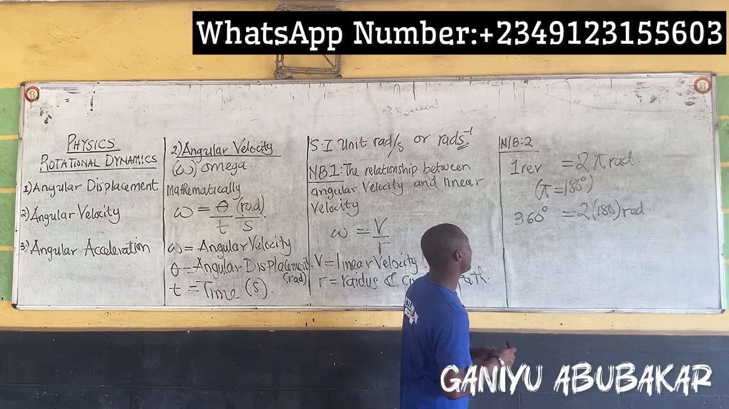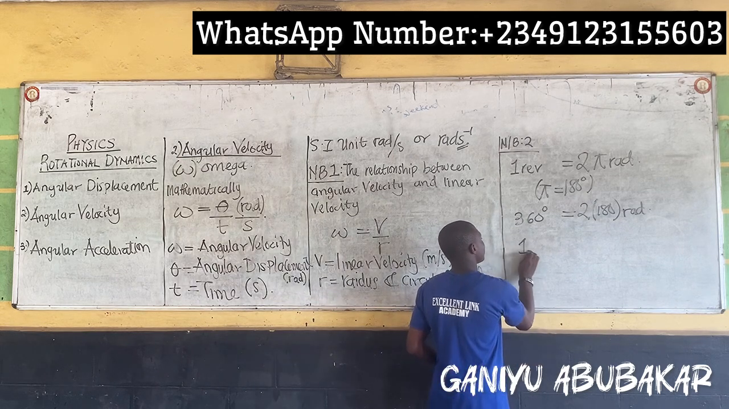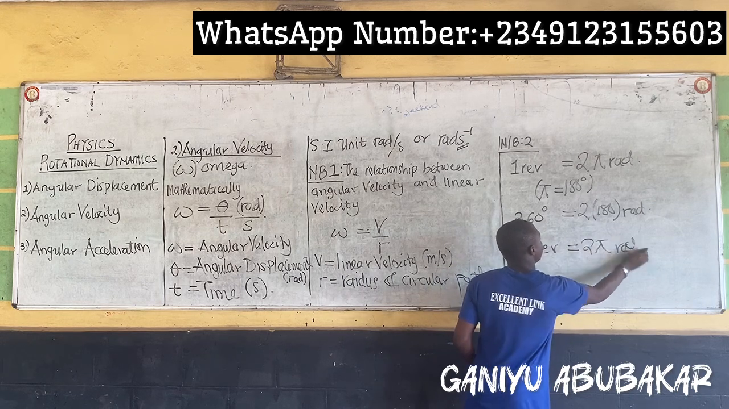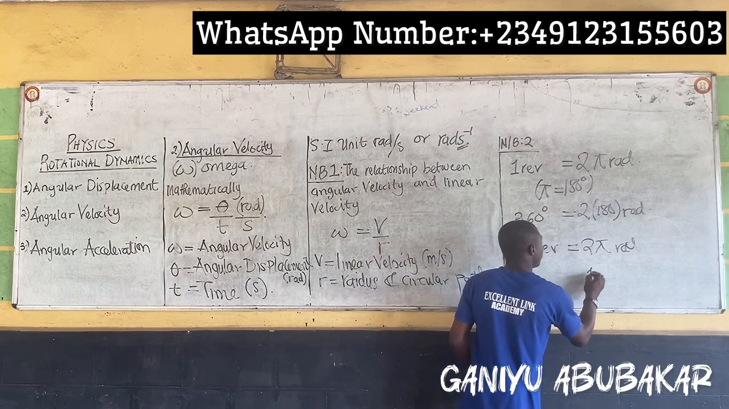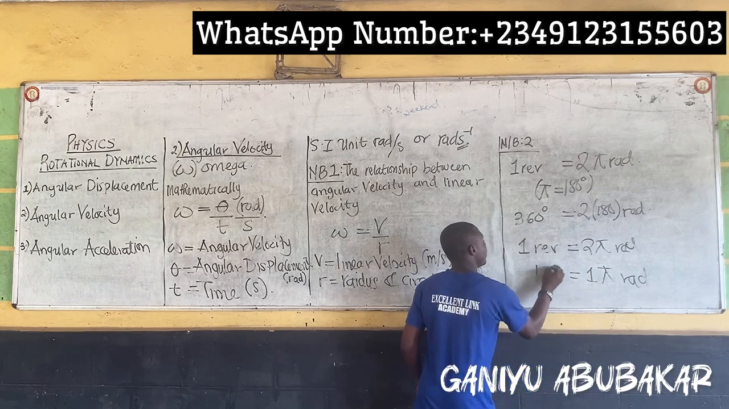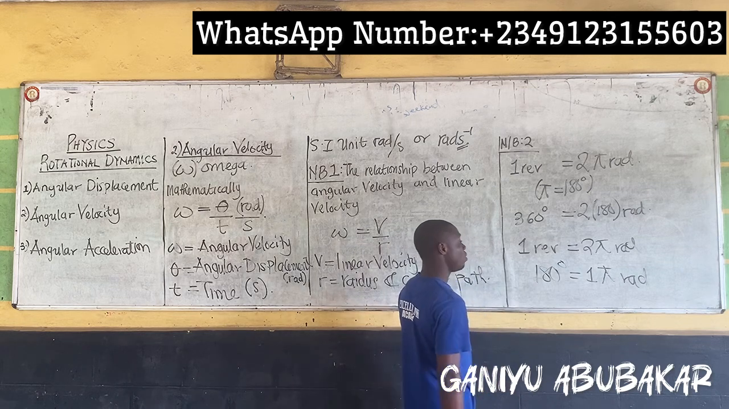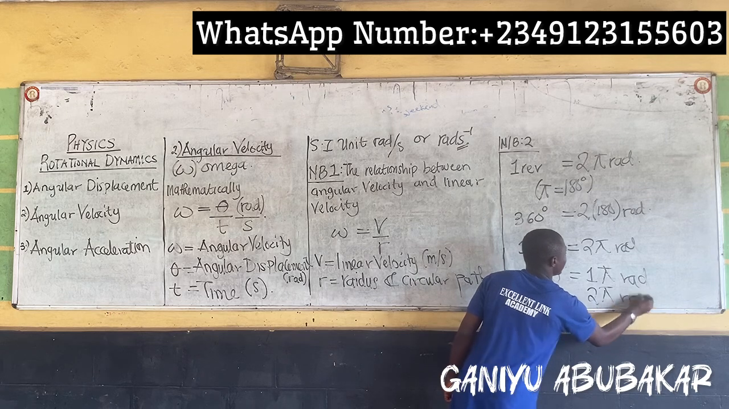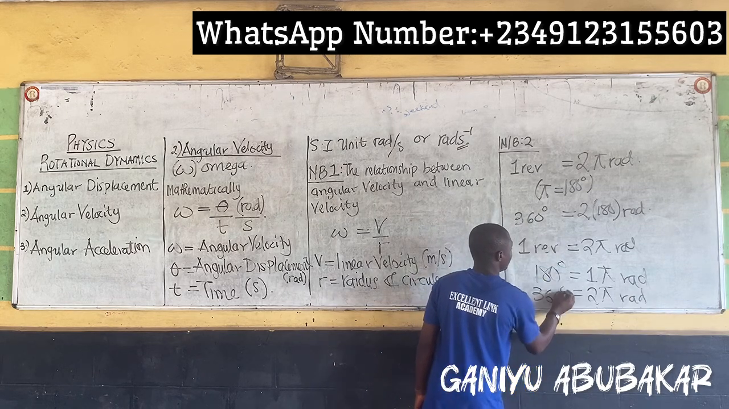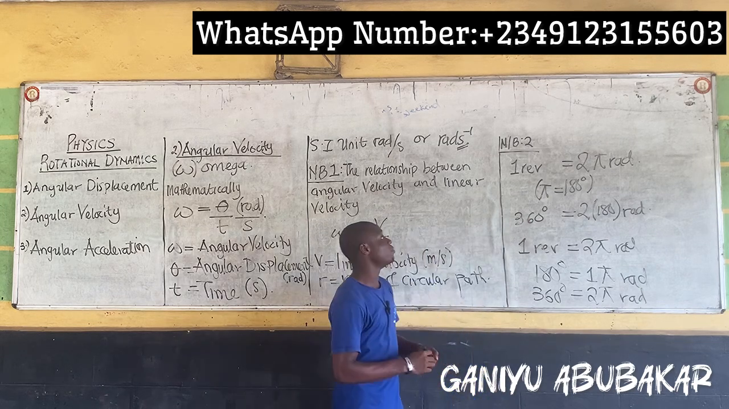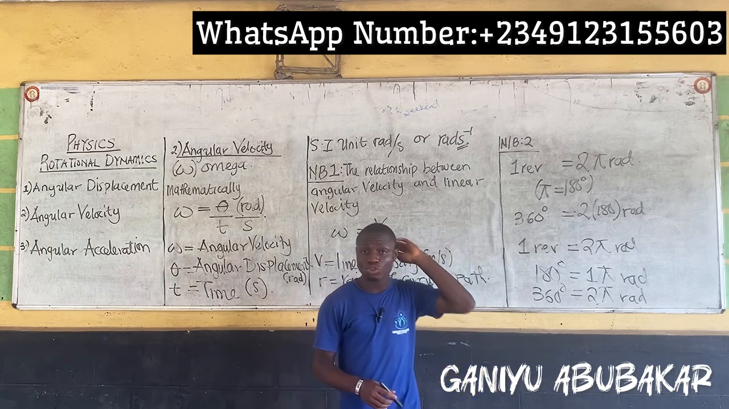So now here's the concept. Let's try some problems. If I have one revolution, that's 2 pi rad. If I have 1 pi rad, this one signifies what? 180 degrees. If I have 2 pi rad, it signifies what? 360 degrees. All right.